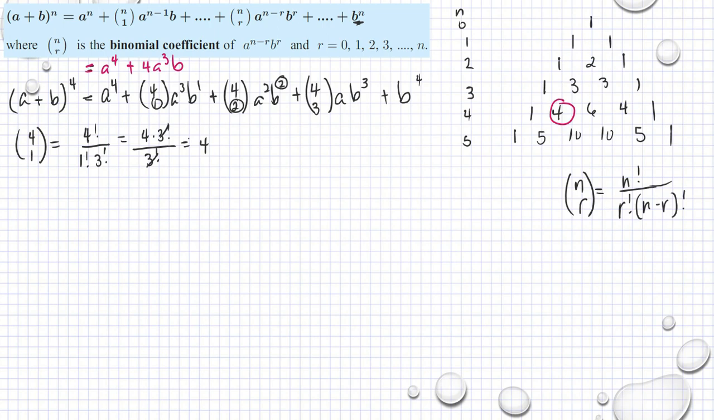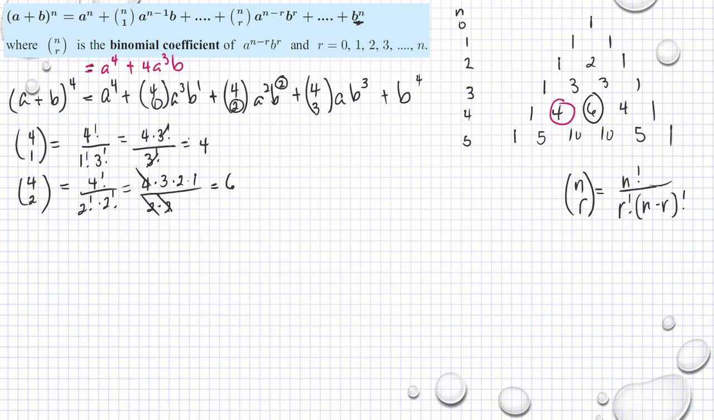Okay. Another, we have 4 taken 2. Then we have 4 factorial over 2 factorial multiplied by the difference 2 factorial. Then we have 4 times 3 times 2 times 1 divided by 2 times 2. That's 4. 2 factorial is 2, 2 factorial is 2. And this will become 1. Then we have 6. There you go.